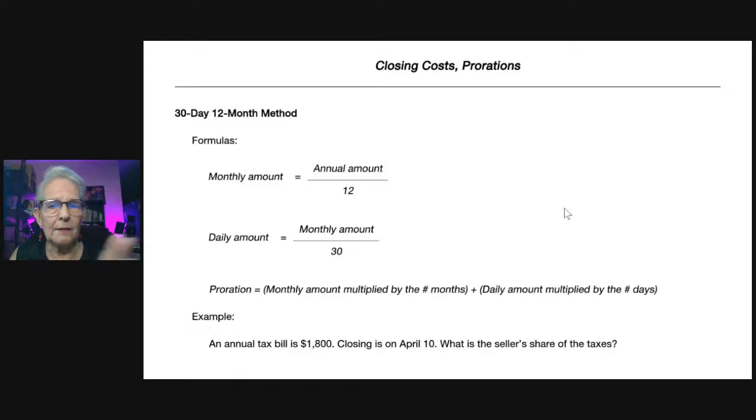That is credited to the buyer, and then the buyer has to pay 100% of the property taxes when they are due the next year. So prorations are usually done on a 30-day, 12-month method. Okay, so 30 days times 12 months is 360 versus 365.